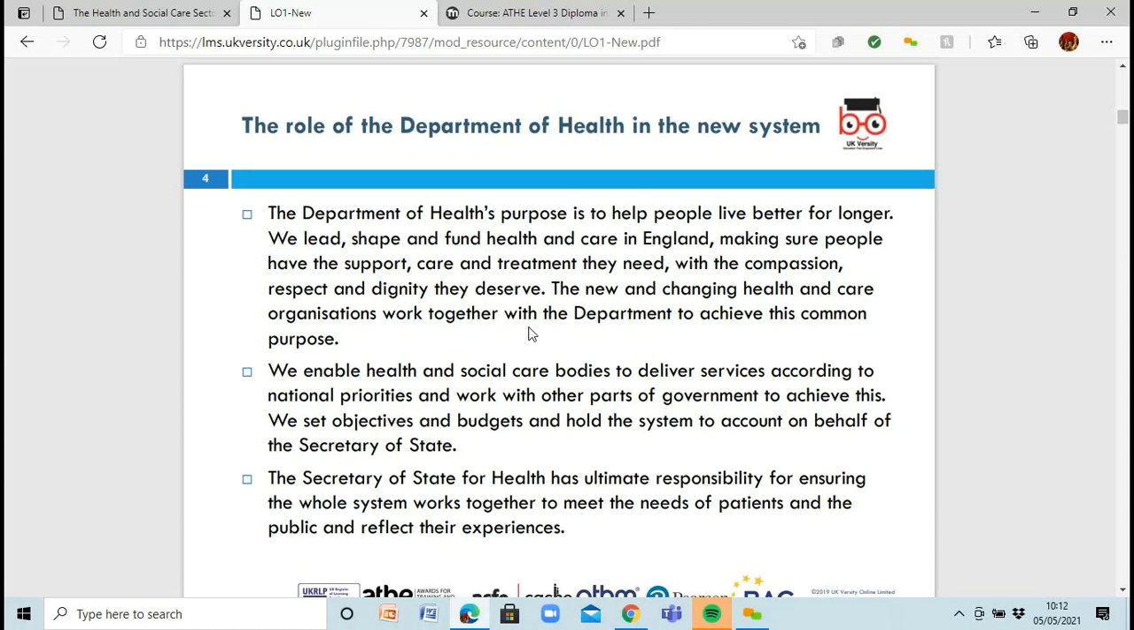Now, the Secretary of State has the ultimate responsibility to make sure that every organization within this whole system works together and meets the needs of the patients. So they're the people that are in charge overall.